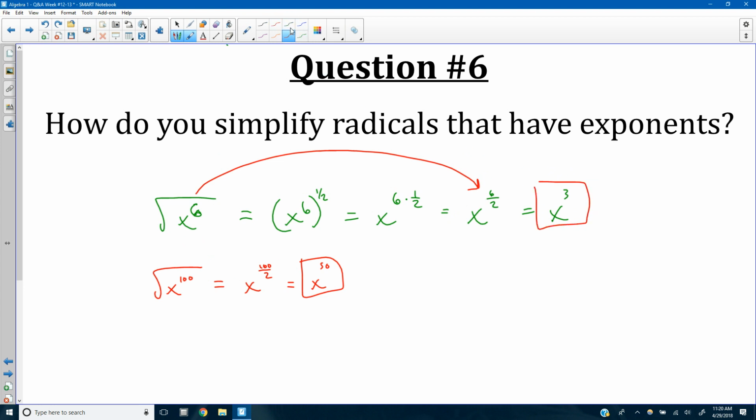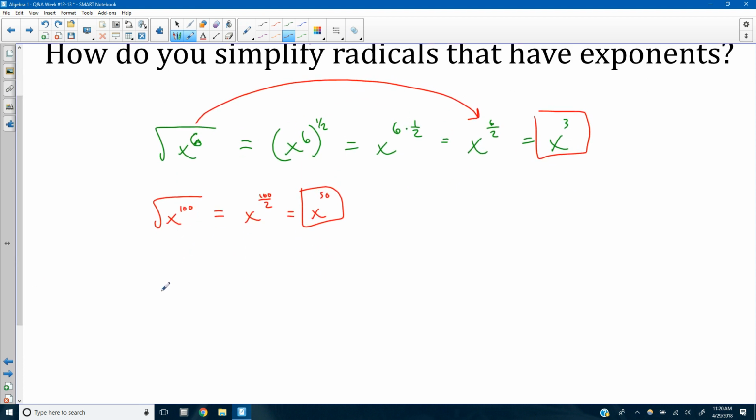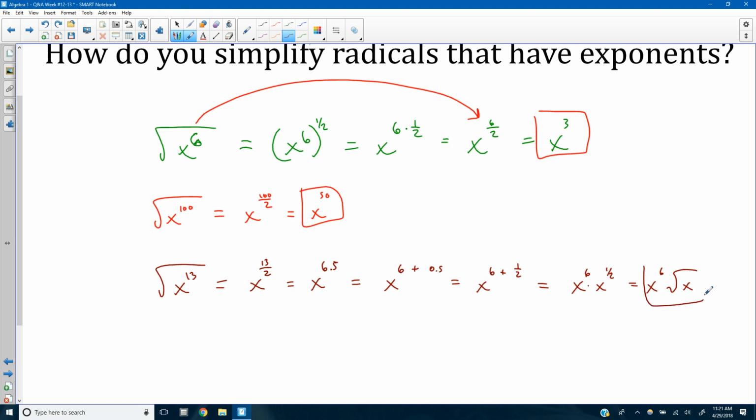Now, what if your exponent is odd? Well, let's take something like the square root of x to the 13th. You would do x to the 13 divided by 2, and you'd say, oh, that's x to the 6.5. Do I just write that? Well, no, we're not going to have half of something there. But, because I didn't talk about this in class, let me do it this way. This is also x to the 6 plus 0.5 power, which is x to the 6 plus 1/2 power. And when you add exponents, that means two things multiplying with the same base, x to the 6 times x to the 1/2. And as you know, 1/2 power is square root, so that's x to the 6 times the square root of x. And that's actually the answer there.